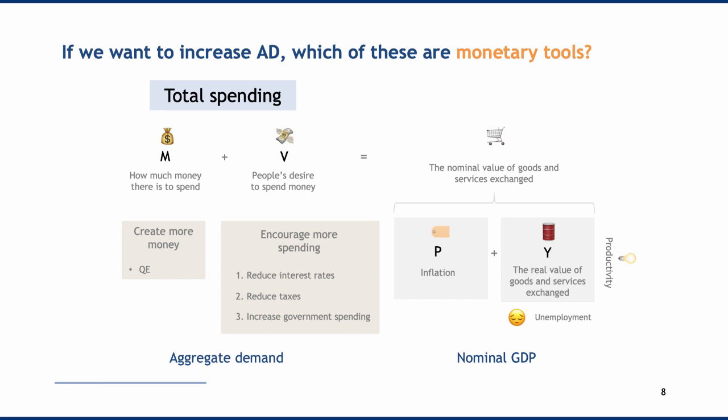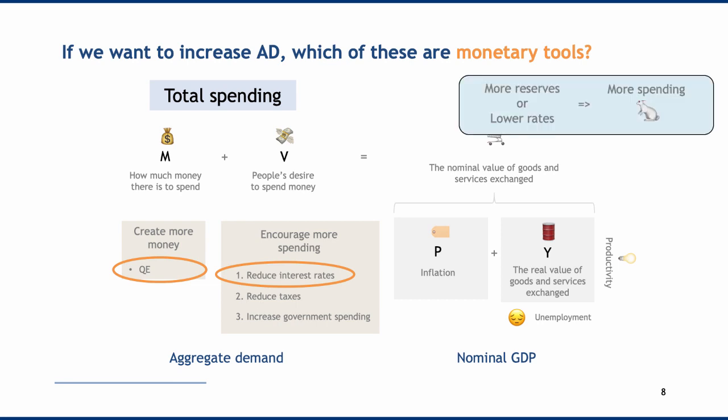So let's think about which of these are monetary policy tools. So, monetary policy conducted by a central bank. This would be creating more money, so quantitative easing, or the way in which central banks attempt to affect people's desire to spend is by cutting interest rates. Put simply, if we have more central bank reserves or if we have lower interest rates, these are two factors that are going to lead to more spending. Central banks can increase reserves to boost spending, or they can cut interest rates.